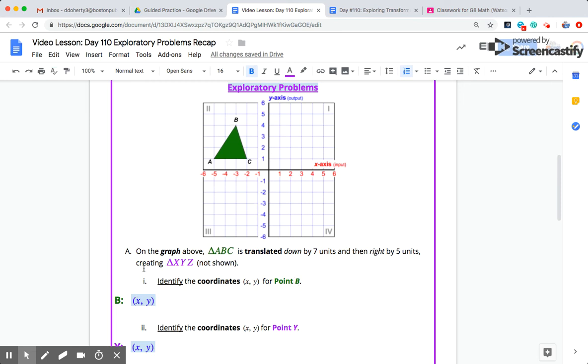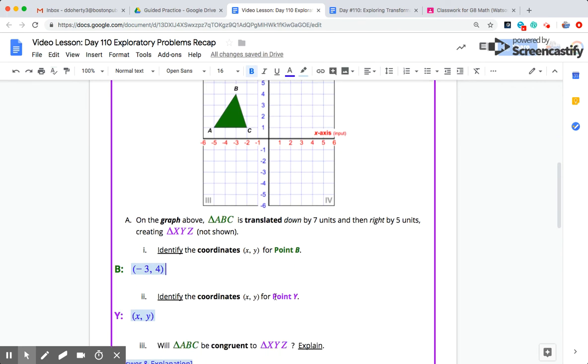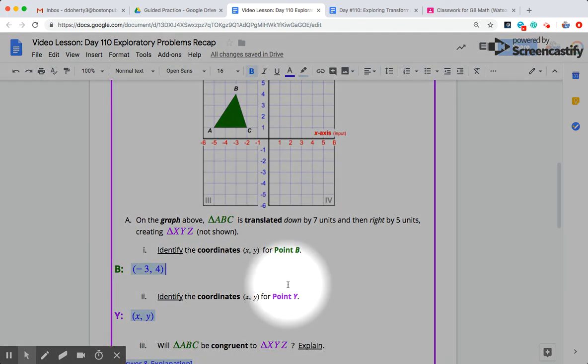We know the X value, the left and right position for point B, is -3, and we know the Y value, the up and down position for point B, is +4. If you were asked to find the coordinates for point Y, that was going to be from the image after we translate ABC down by 7 and right by 5, then triangle XYZ is made. So you could have gone and worked with this graph, recreated it, drawn out where the purple triangle would be.